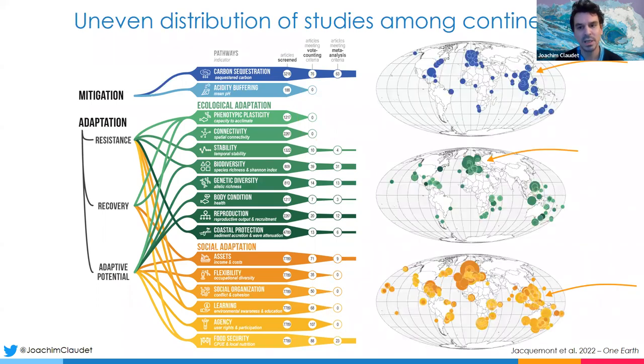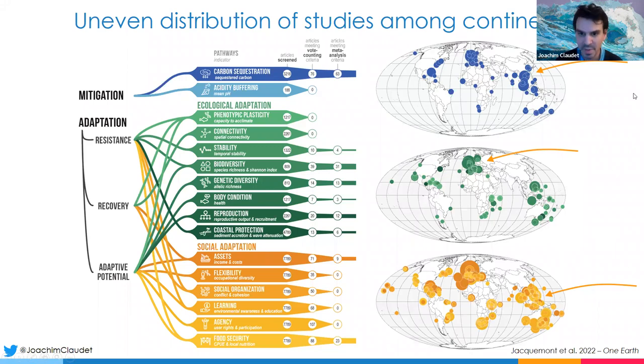And also we could see some uneven distribution of studies among continents. This is just if some of you are interested in that. For example, for the mitigation pathways, even if many studies were coming from Europe, most of the studies were coming from Southeast Asia, mostly because many were about mangroves and tropical habitats. For ecological adaptation, most of them were coming from Europe, and for social adaptation, most of them were coming from Southeast Asia and a bit of Oceania.